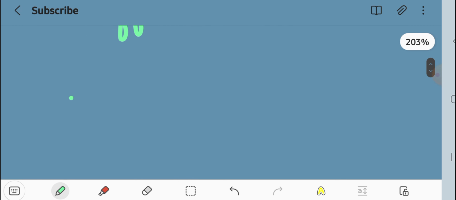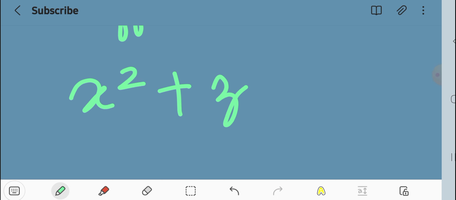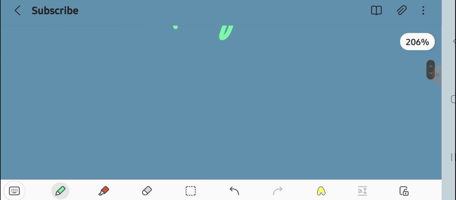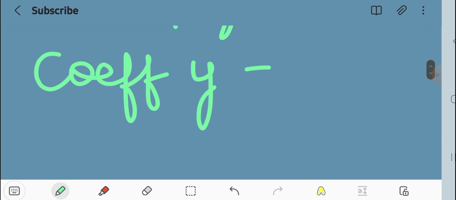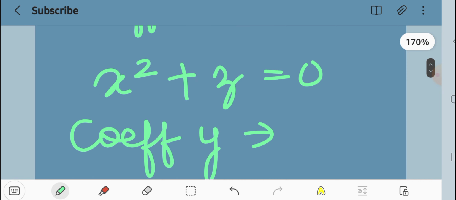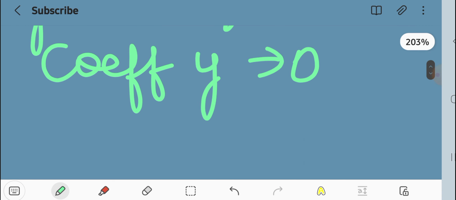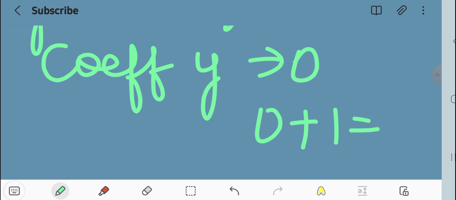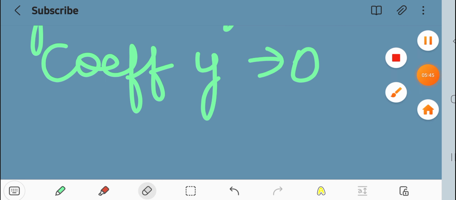But in a case like this, x square plus z equals 0, what is the coefficient of y? Is there a letter y? Is there a variable y? No. So consider it as 0y. So the coefficient of y is 0, because we know 0 multiplied by any number is 0, and adding 0 gives the same number. So that's why the coefficient of y is 0.